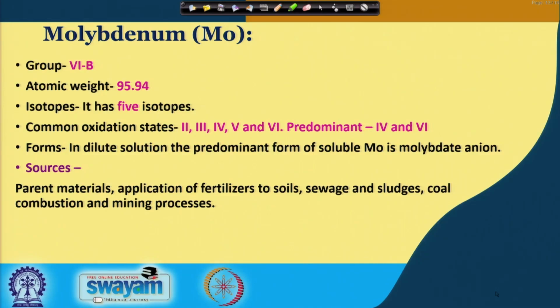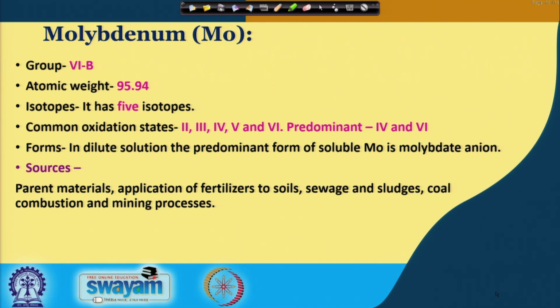Welcome friends to this fourth lecture of week 8 of this NPTEL online certification course of environmental soil chemistry. We are talking about some of the important inorganic pollutants. So we have covered a lot of the important trace elements which are potential pollutants for soil.